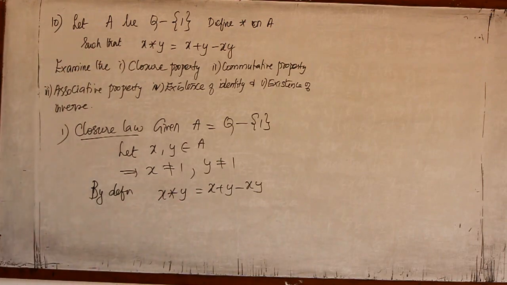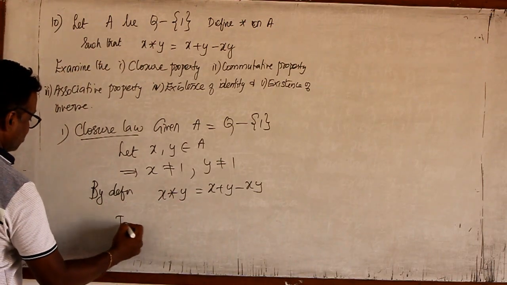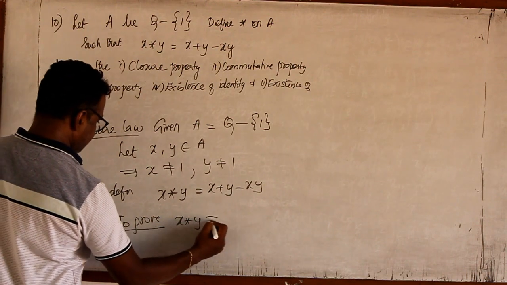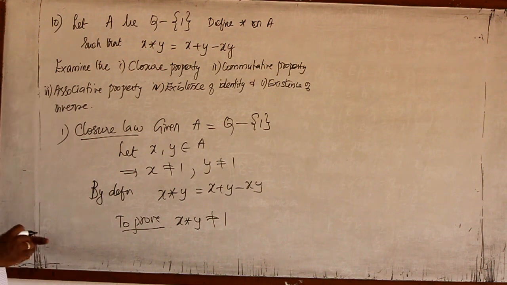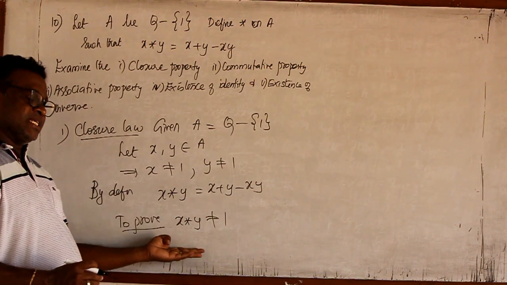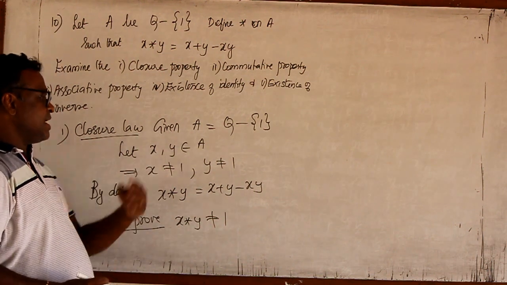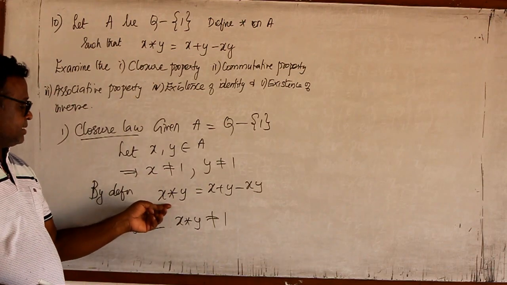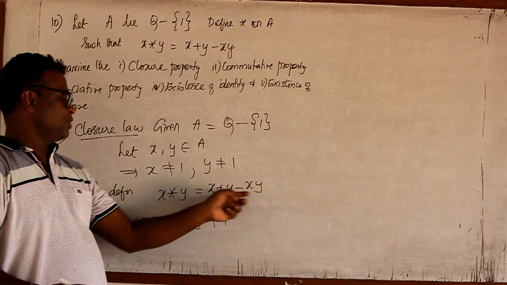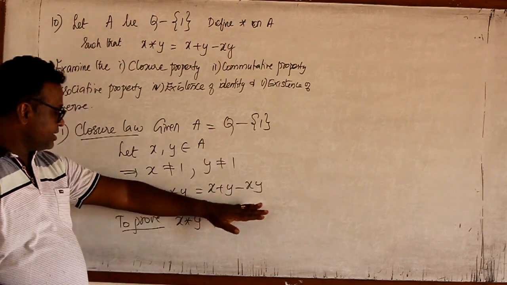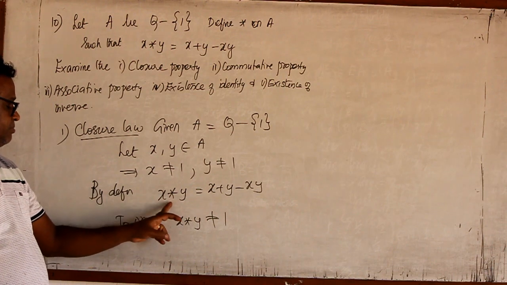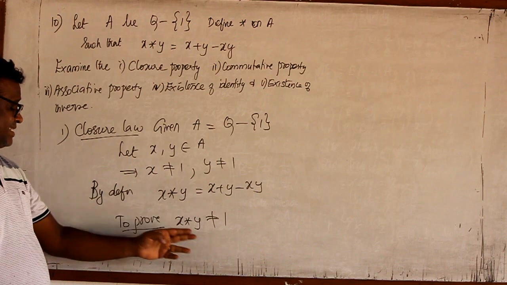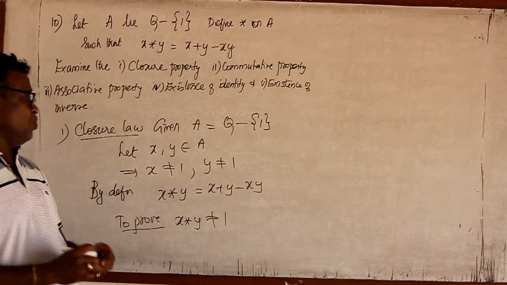Now I have to prove star is closed. For that, what is very important to prove is that x star y is not equal to 1. If I prove x star y is not equal to 1, then star obeys the closure law here. Are you able to follow? This is the operation given, x star y equal to x plus y minus xy. I have to prove this set is closed under this operation, meaning I must prove the result is also not equal to 1, that is x star y is not equal to 1.